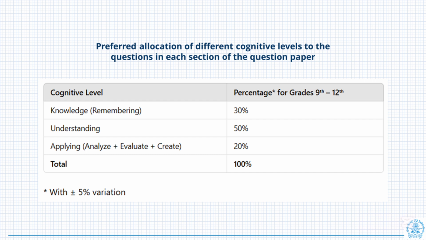This table shows the preferred allocation of different cognitive levels to the questions in each section of the question paper. These percentages reflect a balanced distribution of cognitive demands, ensuring that the assessments are neither too simple nor too complex. An additional 5% or a reduced 5% variation is allowed, maintaining flexibility while adhering to the framework. This allocation strategy ensures that assessments are comprehensive, challenging students across different levels of thinking.